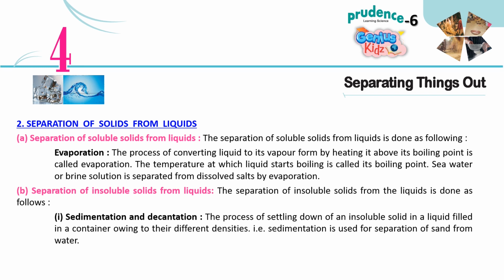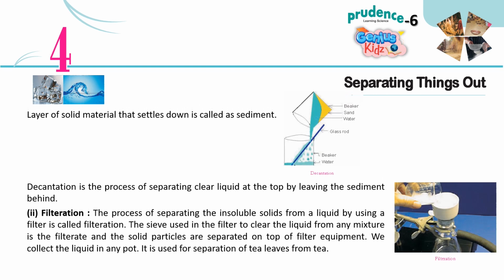1. Sedimentation and decantation. The process of settling down of an insoluble solid in a liquid filled in a container owing to their different densities. That is, sedimentation is used for separation of sand from water. Layer of solid material that settles down is called sediment. Decantation is the process of separating clear liquid at the top by leaving the sediment behind.